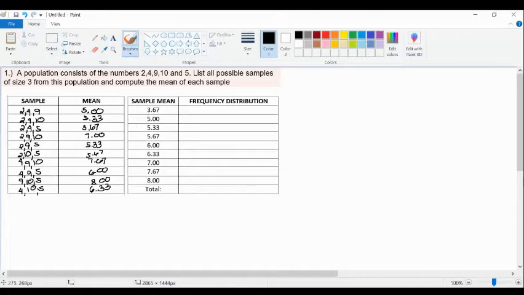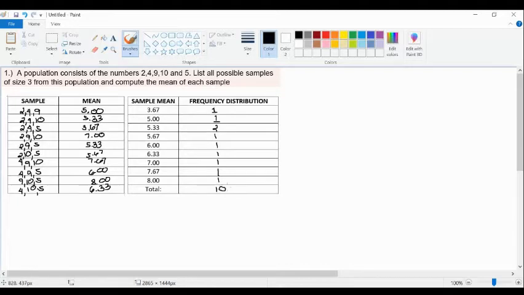Where is that? In samples 2, 4, 5, so in this sample mean, okay? Next, 5 occurs only once. For 5.33, it occurs twice, for the sample means of 2, 4, 10 and 2, 9, 5. And for the rest, it only occurs once. If you're going to add this up, the total would be 10.